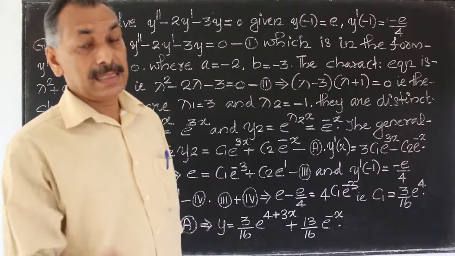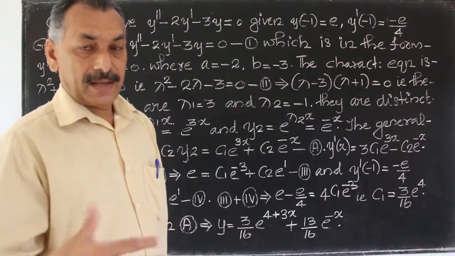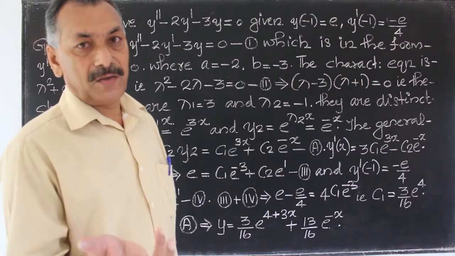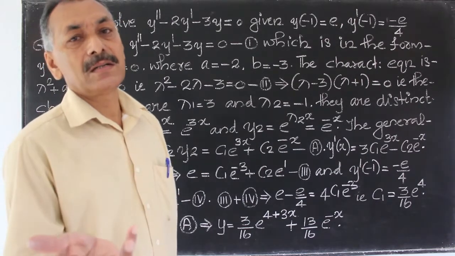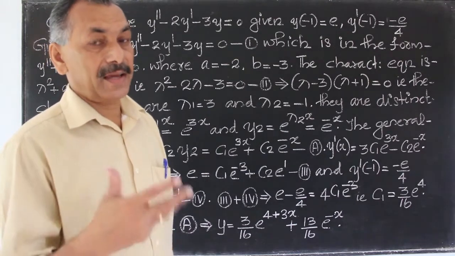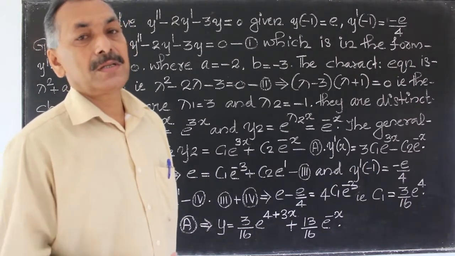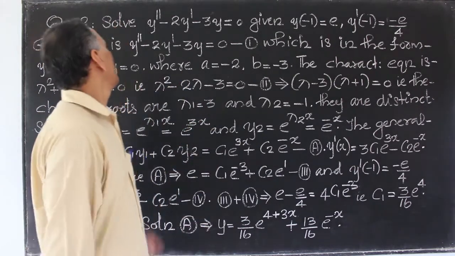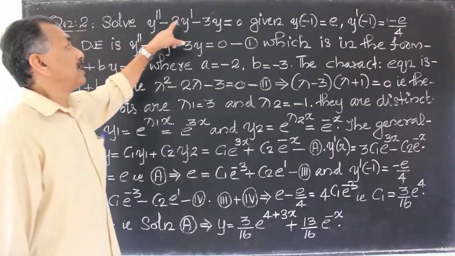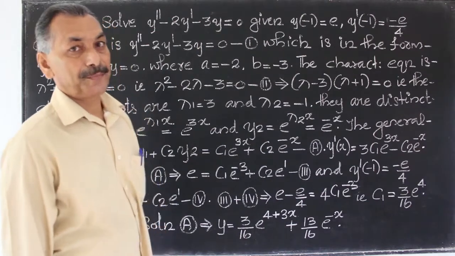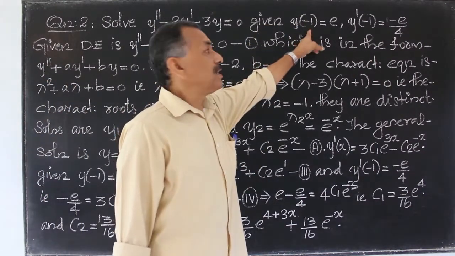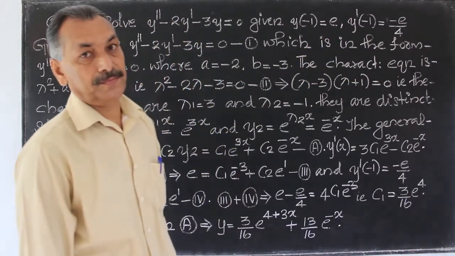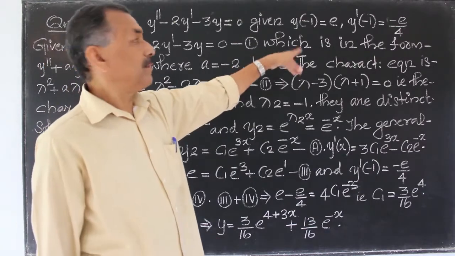We can consider certain initial value problems which are examples of linear ordinary differential equations with constant coefficients, where the characteristic roots are distinct. The second type is repeated or double roots and complex roots. First one, consider this initial value problem. Solve y'' - 2y' - 3y = 0, given y(-1) = e and y'(-1) = -e/4. An initial value problem with this condition.